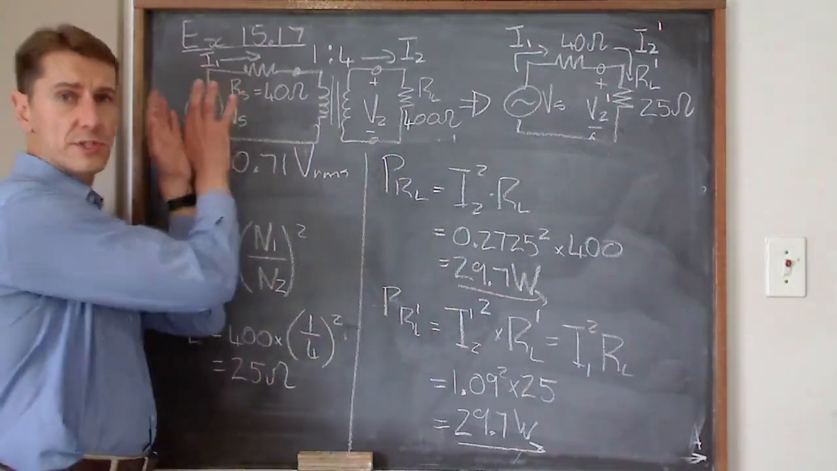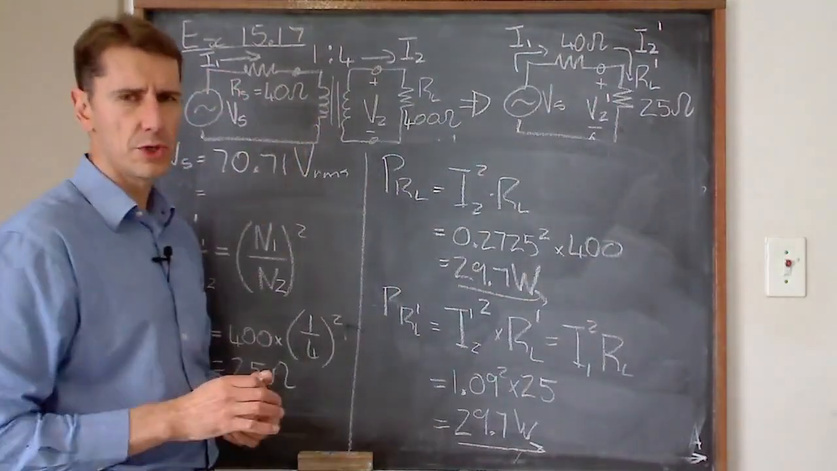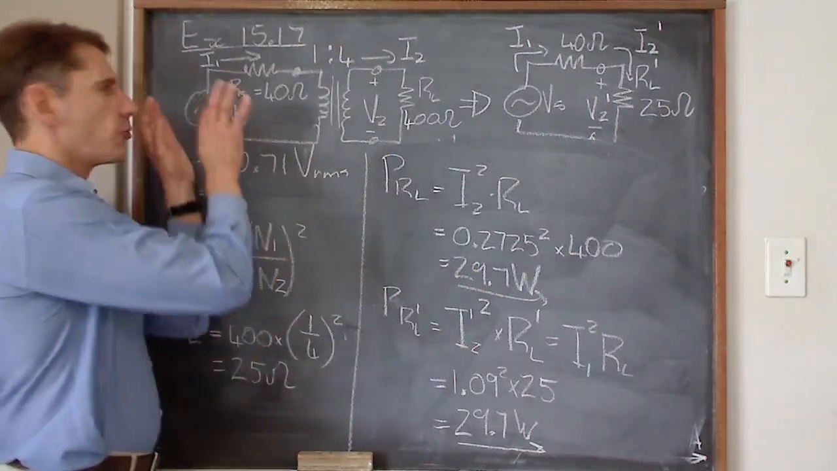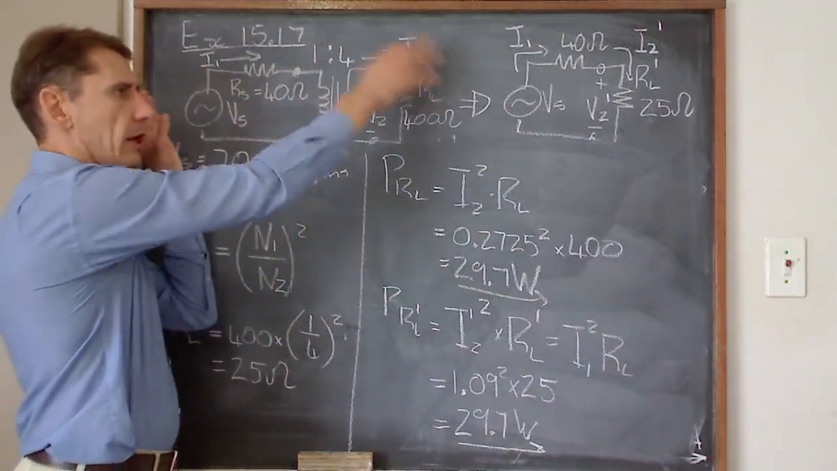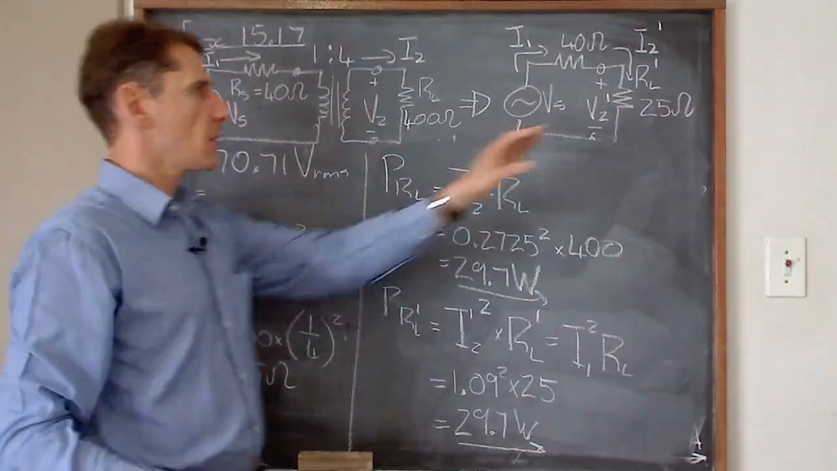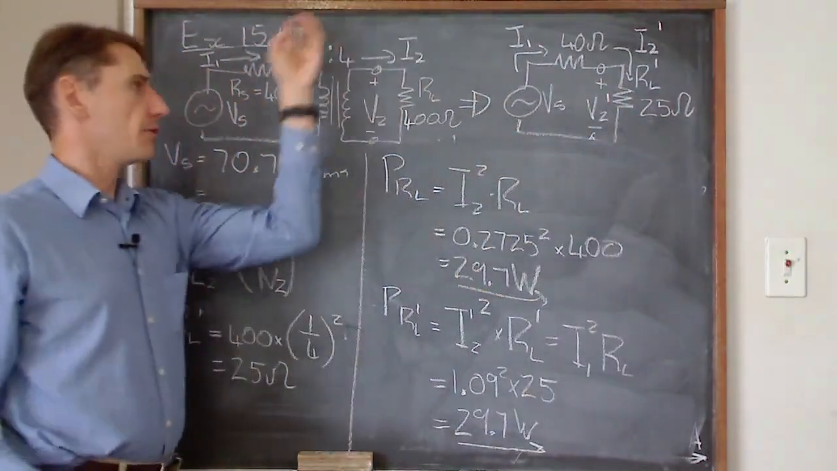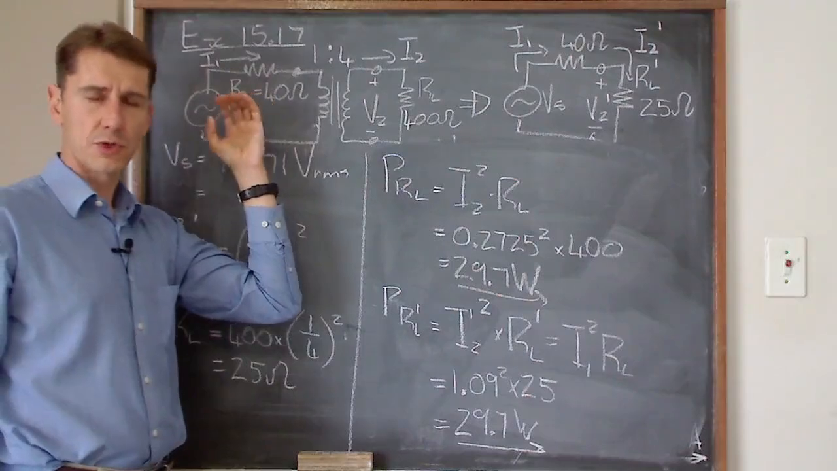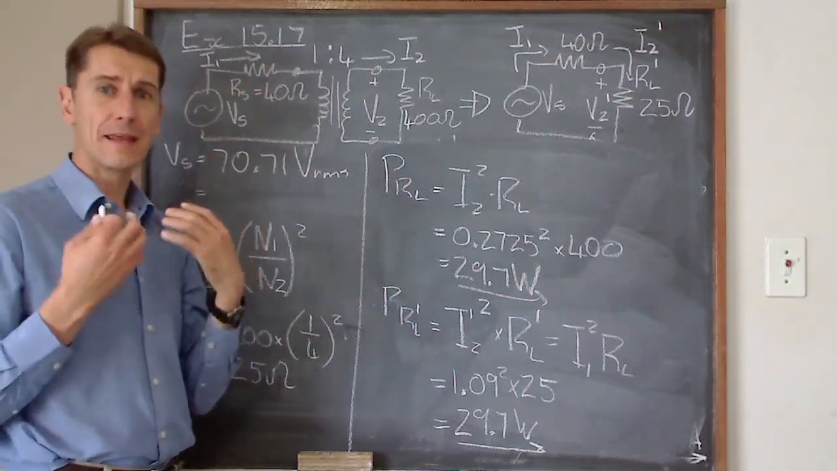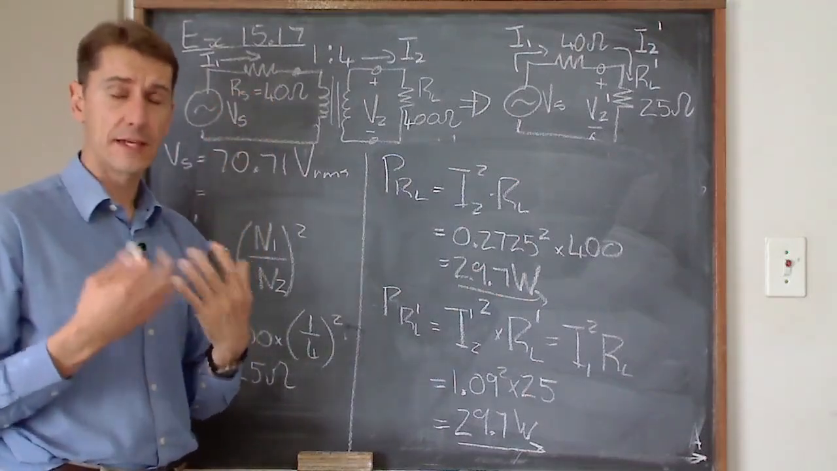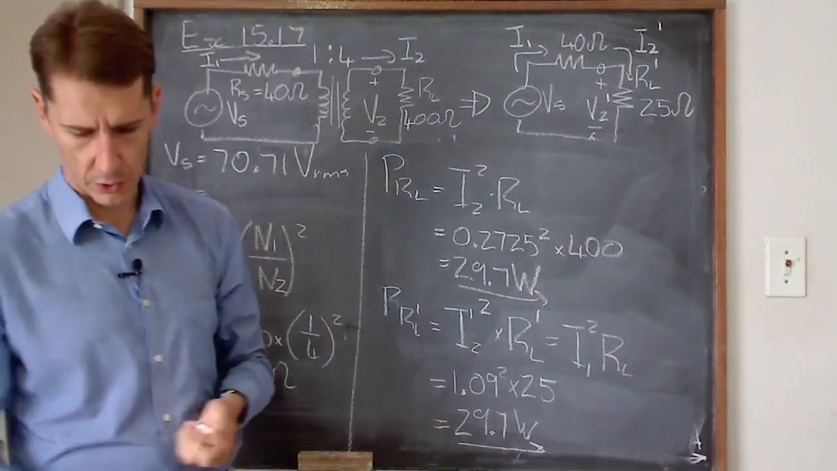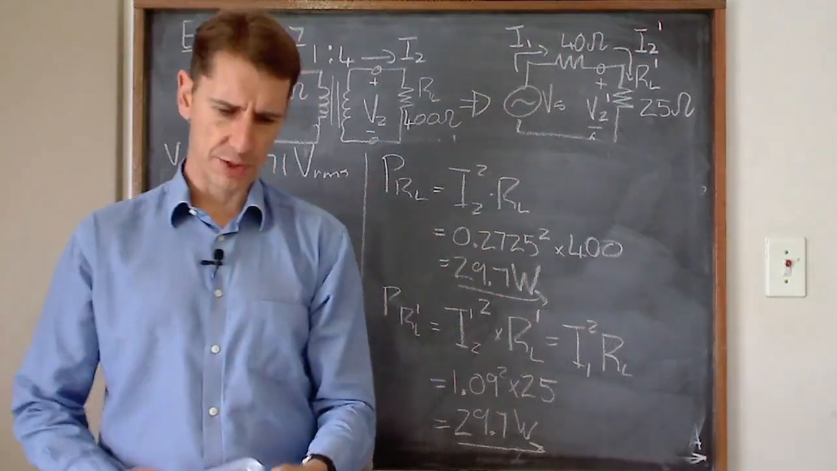For the source, whether I put the load on that side of the transformer or on this side of the transformer, it doesn't influence what the load sees. And that's what the transformation, or the referral, needs to accomplish.